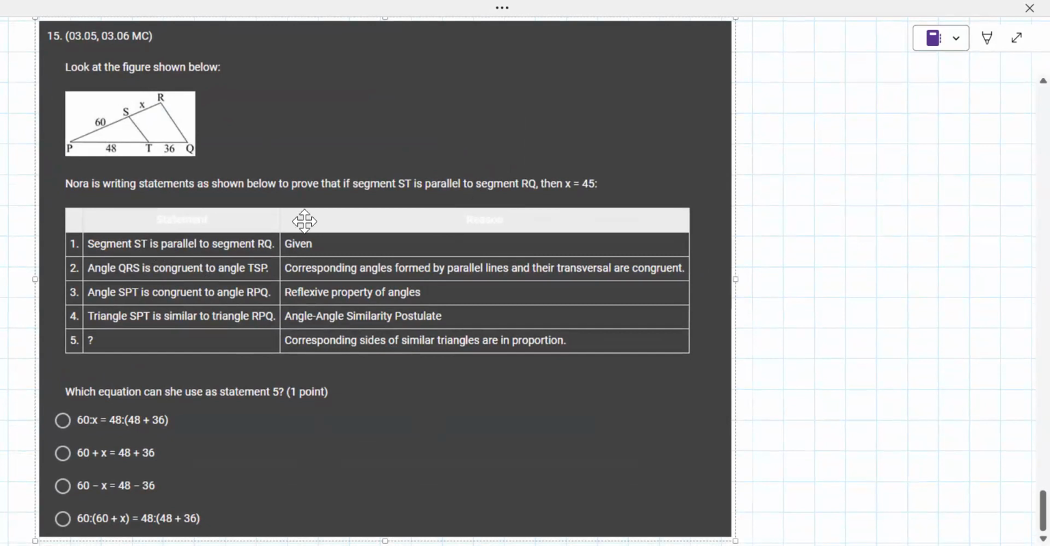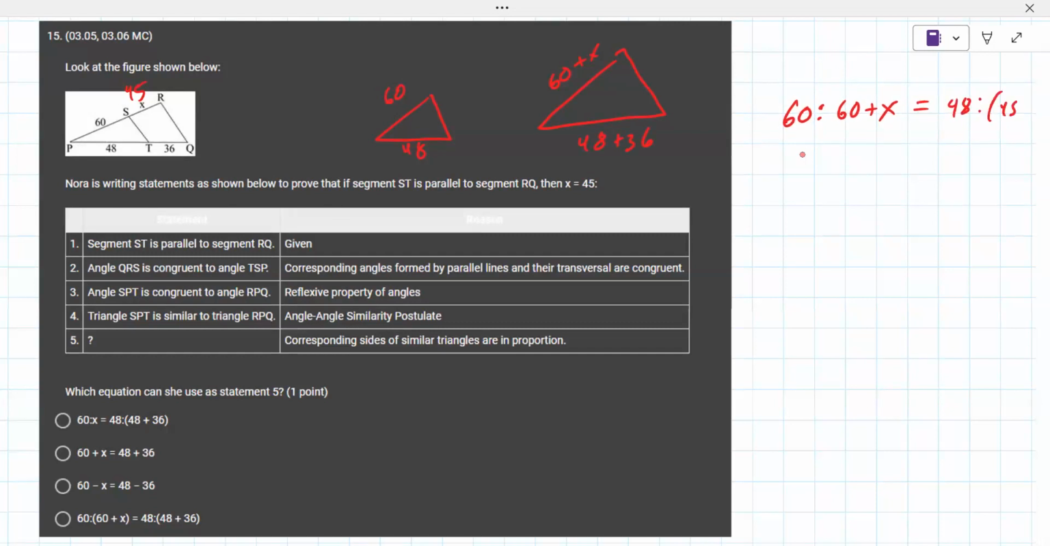We're trying to prove that segment RQ, that X equals 45. So that's 45 there. Basically, we're trying to prove that this ratio exists. So it's that 60 and 48, 60 plus X, 48 plus 36. These are in proportion. So it's like 60 colon 60 plus X. You see that anywhere in this answer space? It's like the smaller one to the larger one, smaller one to the larger one. Let's see. And then it would be equals 48 to the 48 plus 36.